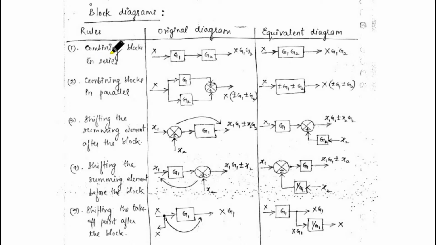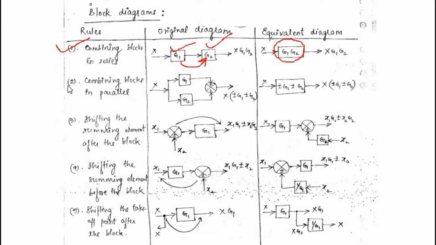There are different rules, nearly about 12 to 13 rules, to convert a block diagram. The first rule is combining blocks in series. As you know, in the last lecture I taught you about the open loop system. This is nothing but an open loop system which has two plants, G1 and G2. If you are reducing this diagram, then you have to just multiply these two blocks, that is G1 into G2.